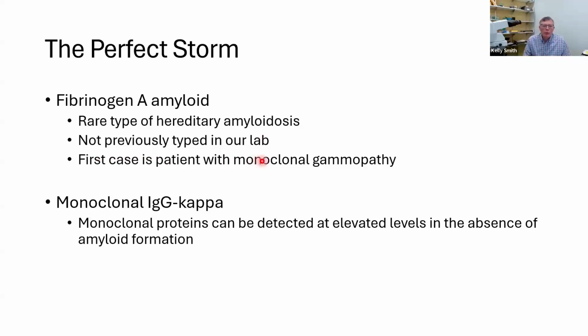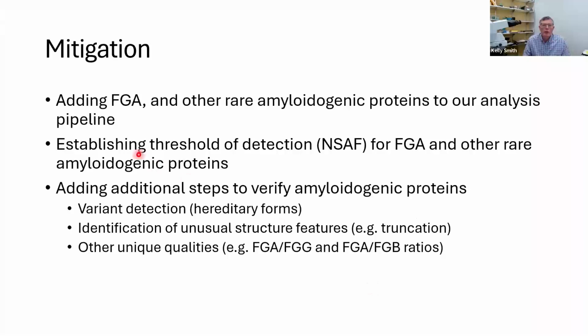And not only that, but this patient also had a monoclonal gammopathy. And that further complicated our ability to accurately type this patient's amyloid. The monoclonal IgG kappa is something that we also have to take note of, because monoclonal proteins can be detected at elevated levels within tissues in the absence of amyloid formation. So they can be a cause of a false positive test.